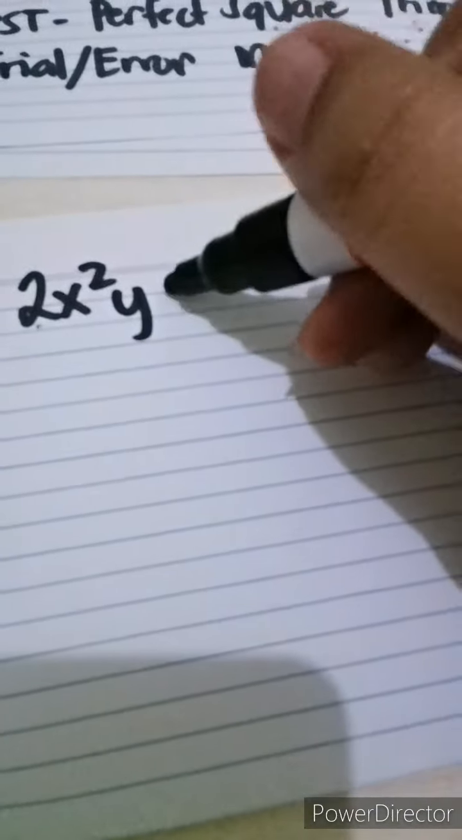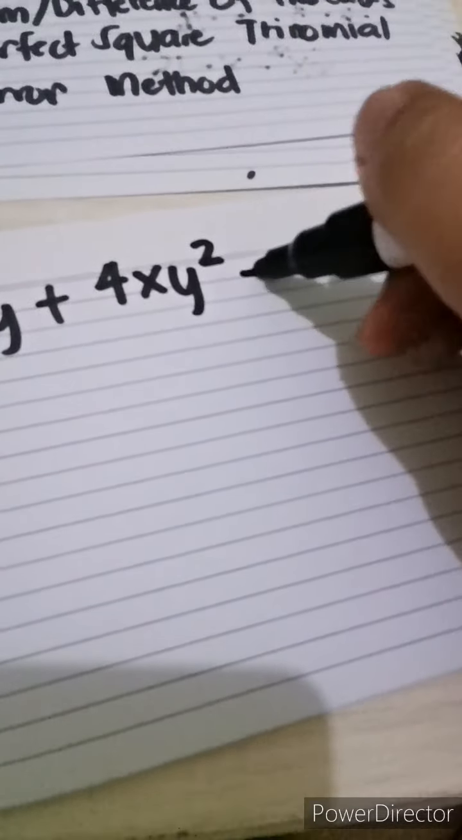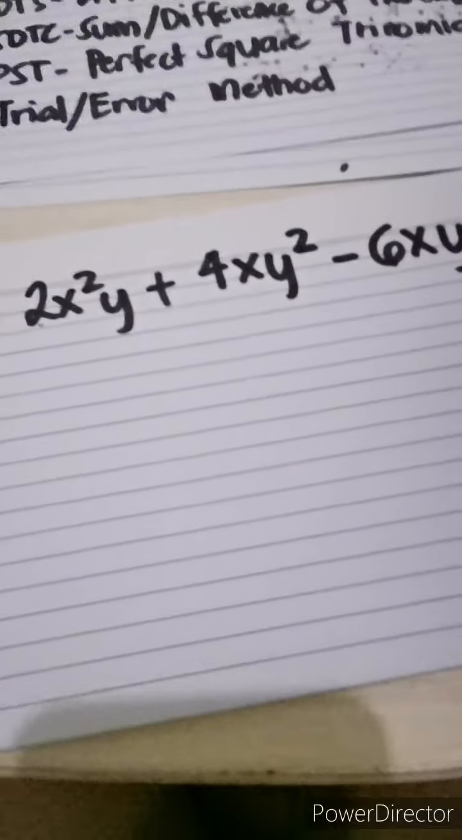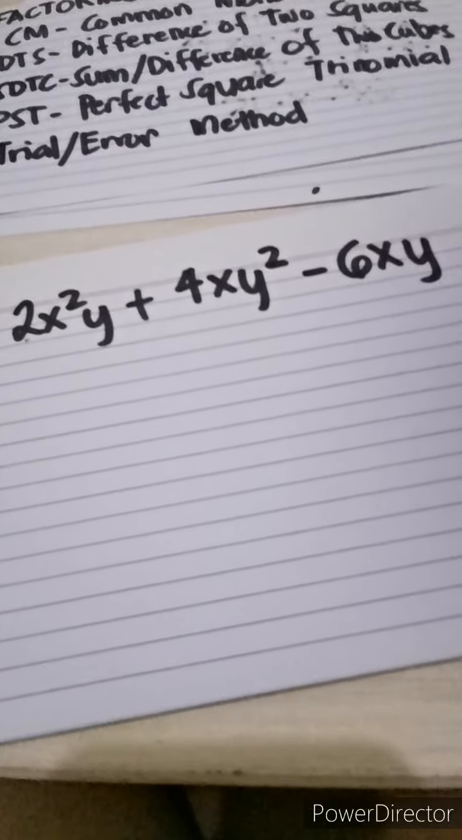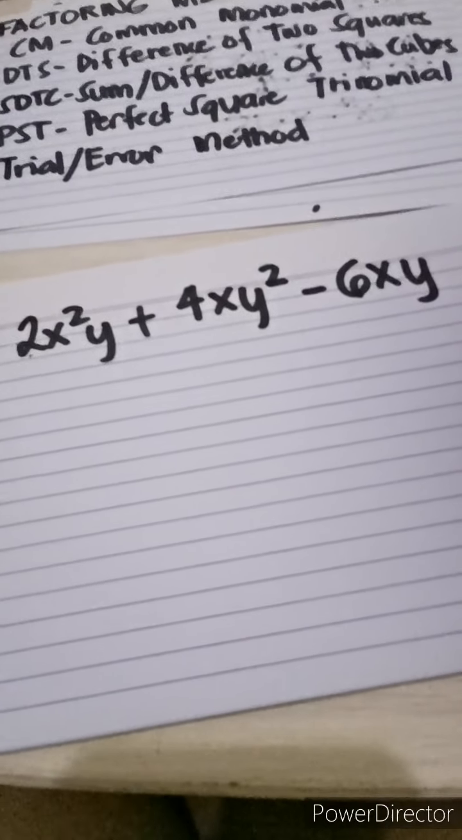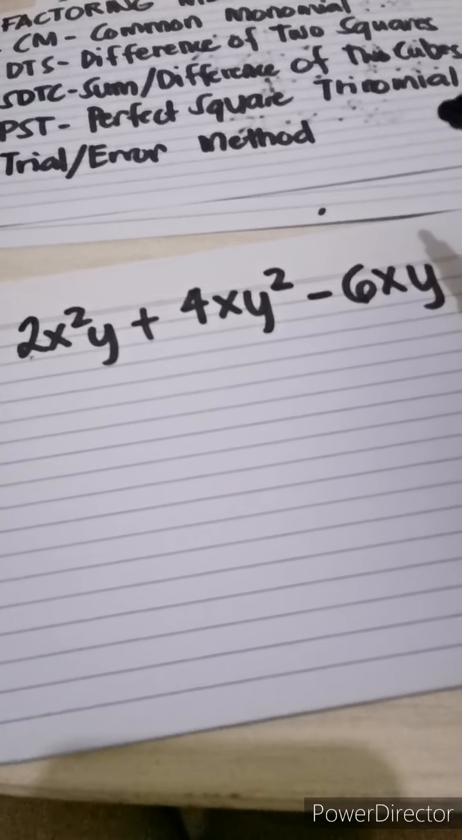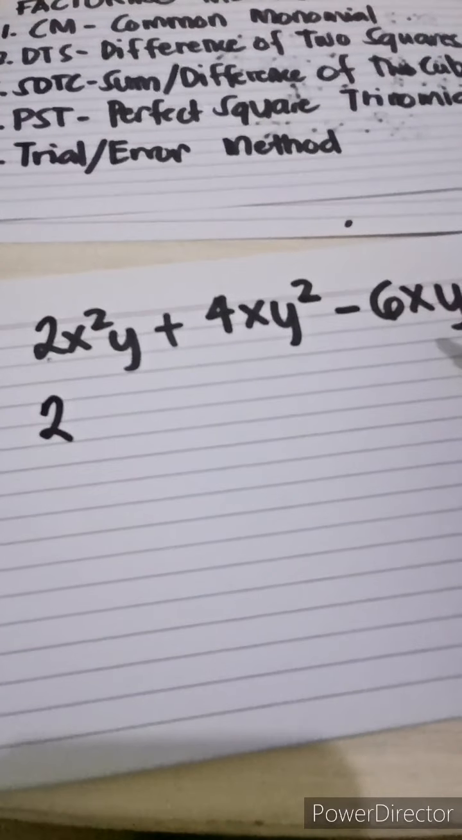So papaano ba siya nasosolve? For example, we have the given 2x squared y plus 4xy squared minus 6xy. So, ang una mong gagawin is to find the common factor or the common term in the given. Lahat sila, 2, 4, and 6 are all divisible by 2. Therefore, ang ating GCF, or the greatest common factor, is 2.